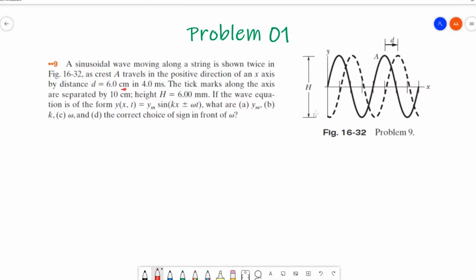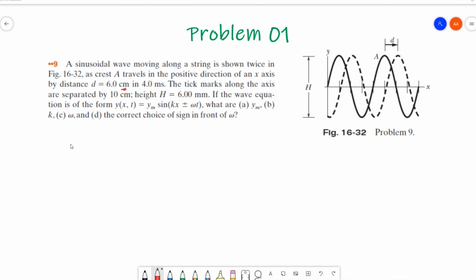The height h here is 6 millimeter. If the wave equation is of the form y of x and t equal to ym sine function kx plus or minus omega t, what are ym, k, omega, and the correct choice of the sign of omega? If you can answer this one, you can answer all the questions related to this chapter. So the starting point, we have here h. H is the distance from the minimum here to the maximum here.